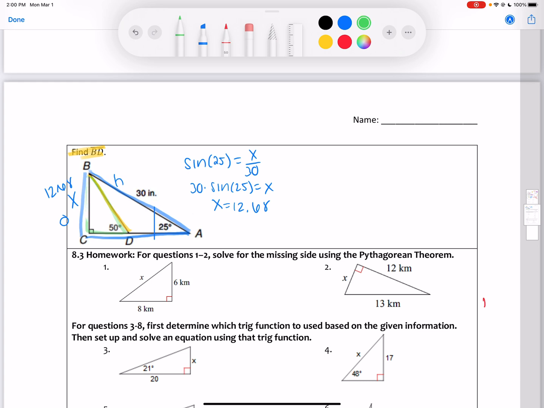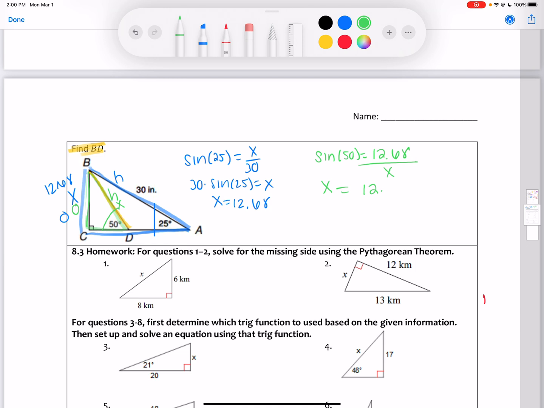Now, I've got one of the sides that I need in order to solve for the green triangle. So for the green triangle, we now have the opposite, and what I'm ultimately solving for is that yellow piece, which is the hypotenuse. So sine of 50 equals that 12.68 that we just solved for over the hypotenuse. So I'm going to label that as x. So now that's my new x.